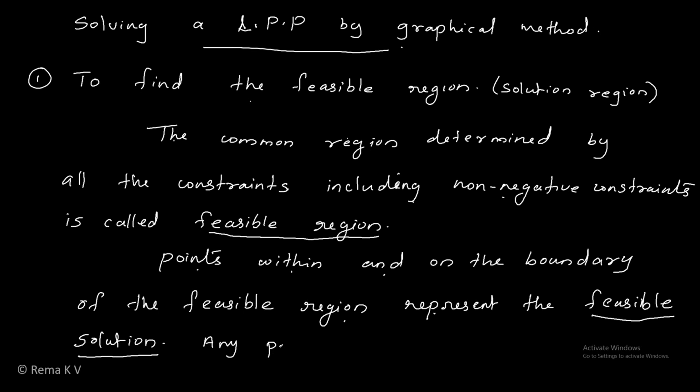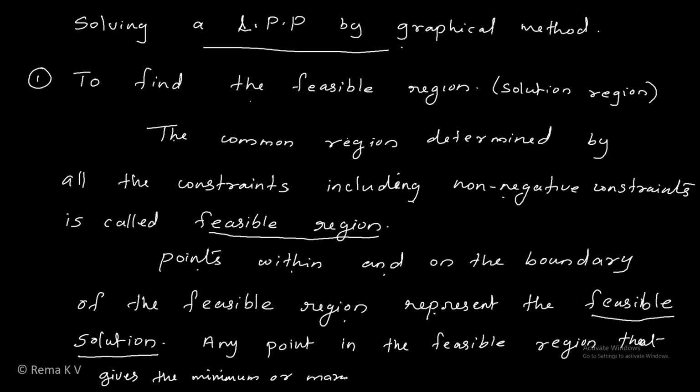Then any point in the feasible region that gives the maximum or minimum value of Z, the objective function, is called an optimal solution. And this is another term, optimal solution.